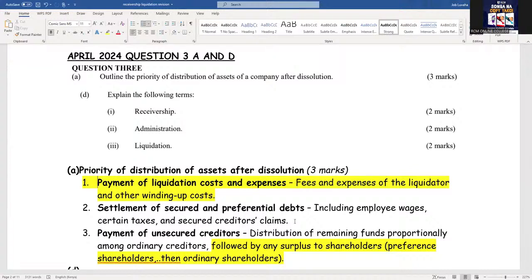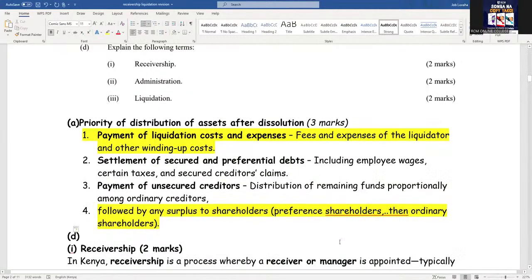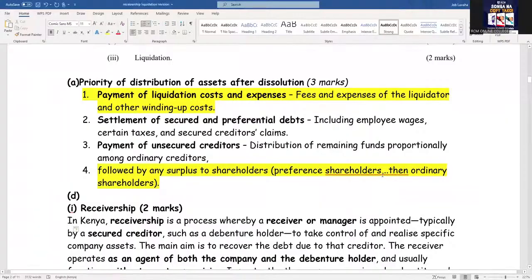Then after that, if there are any remains, they can be shared as what? As a surplus to the members. So this one can be number 4. It will be followed by any surplus to shareholders. And under shareholders also, there's a priority. They'll start with the preference shareholders, then they go to ordinary shareholders. So that's the priority. Whenever the life of the company is coming to an end, that's how they settle their liabilities and expenses, in that order of ranking or priority.